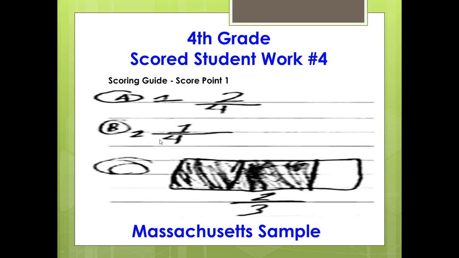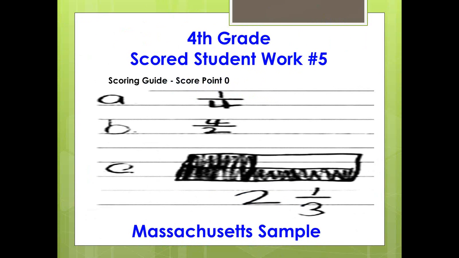And then on part C, they only have the visual model broken up into 3 sections, and only 2 parts of those 3 sections are shaded, which is not representing 2 1/3. It's just representing 2/3. And so the student must have misunderstood, instead of 2 1/3, understanding it to be 2/3.